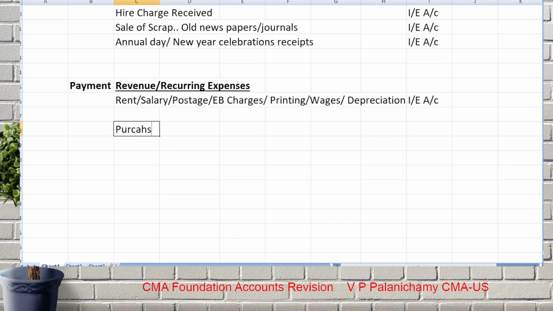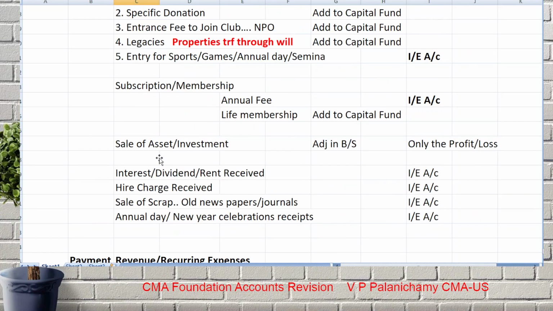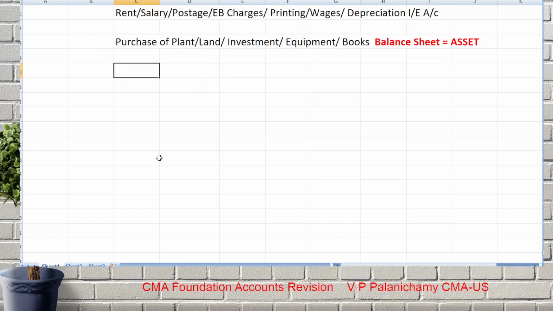What about purchase of plant, land, investment, equipment or books? It will be taken to the balance sheet. It's a capital expenditure, with long-term benefit. It will be recorded in the balance sheet as an asset. That is about payments made. So this is how the receipts and payments are.